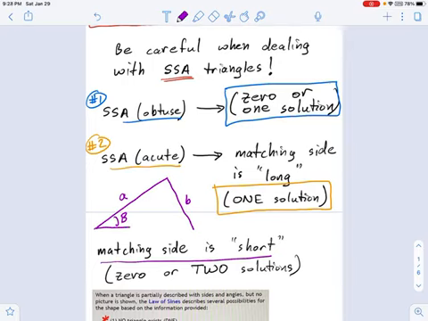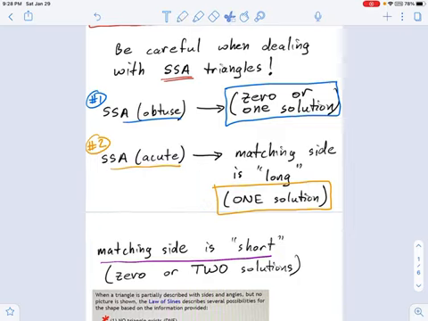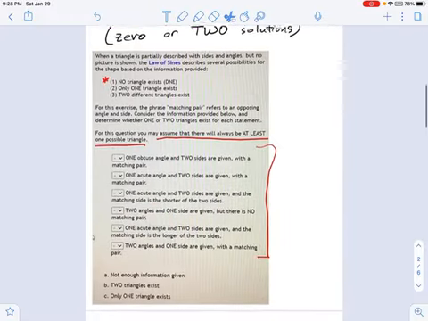But you could also imagine that side B can swing this way and form another triangle. That works too, and we don't know which one of these it is. That's why this is called the ambiguous case. We have two possible shapes that could work for this scenario. So that's out of the way.